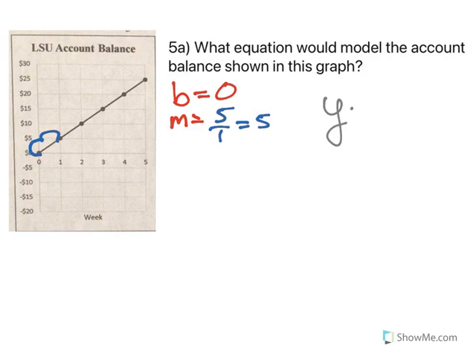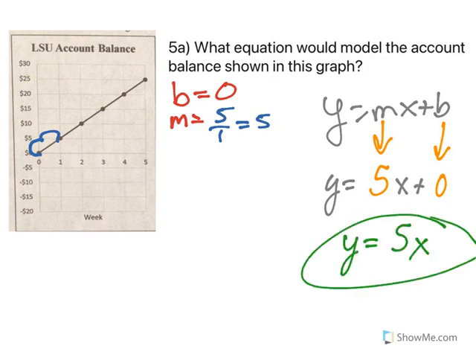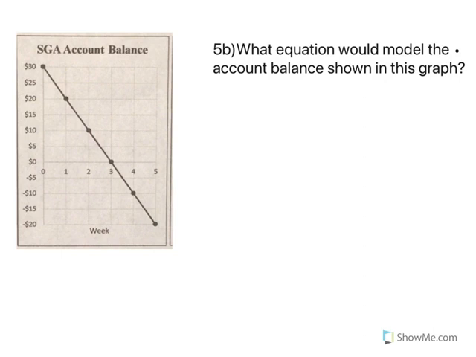So thinking about y equals mx plus b, in terms of m, I put a 5. In terms of b, I put a 0. So y equals 5x plus 0. That simplifies to just y equals 5x. Let's do another graph.